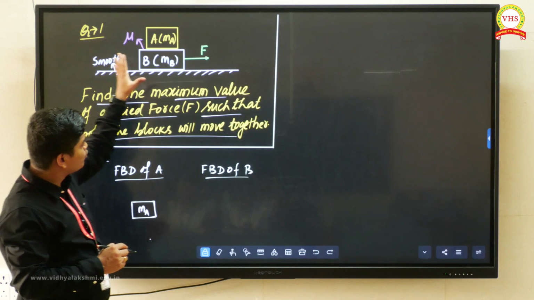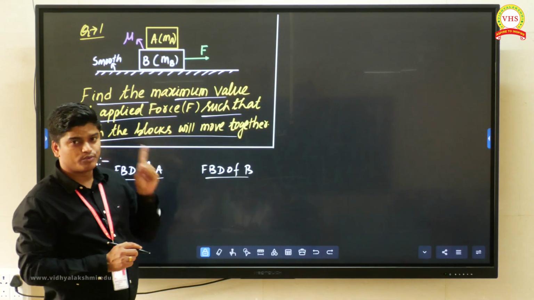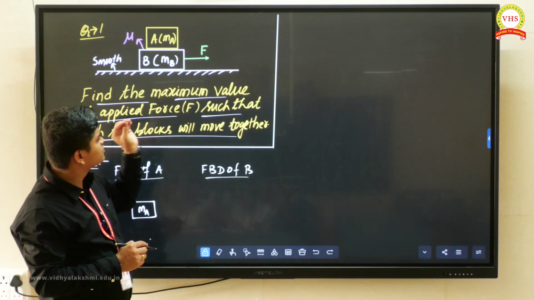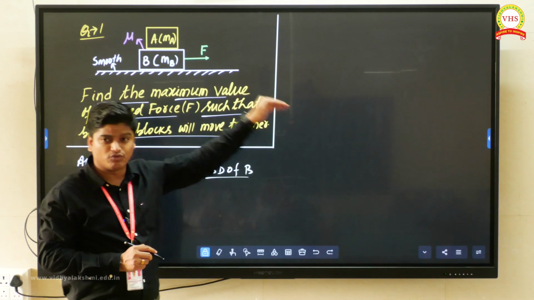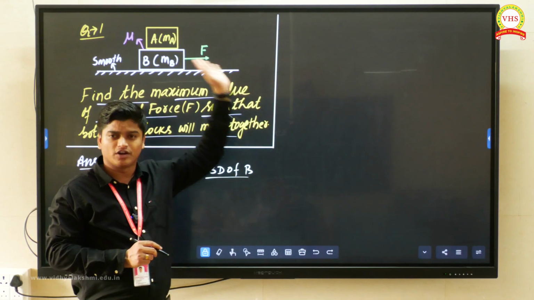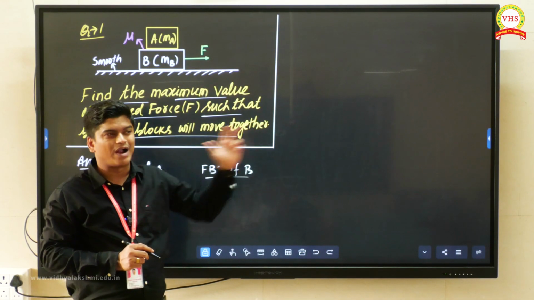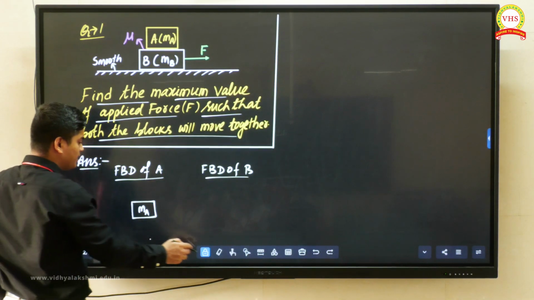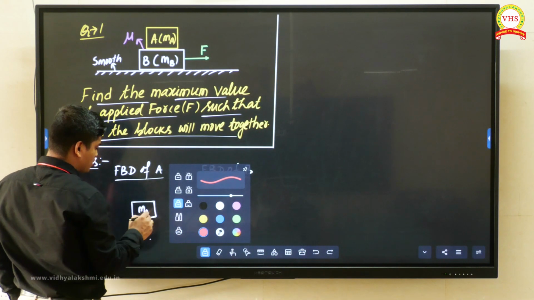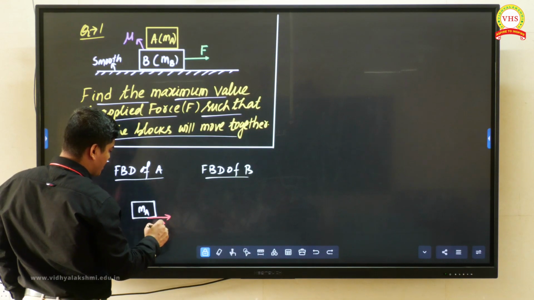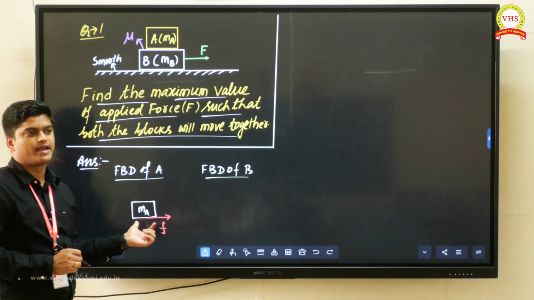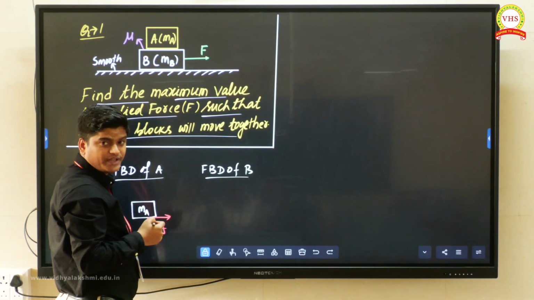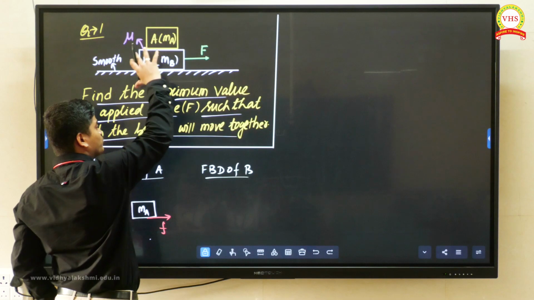But if both are moving together, A is also moving together with B, right? So there must definitely be some force acting in the rightward direction on A. Then only it can move together. So what will be that force? That force is basically friction. Here the frictional force is helping the motion of mass A, because A is directly in contact with B.